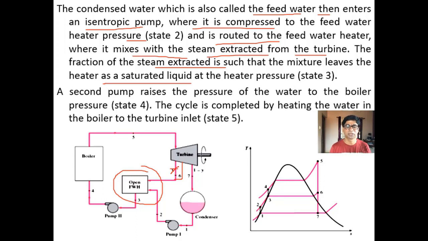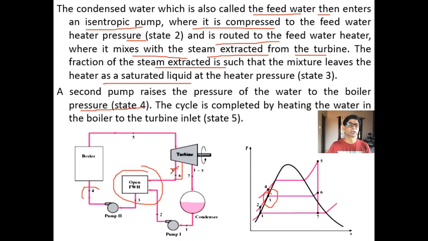So you have to extract such a quantity of steam which, after mixing with the feed water, becomes saturated liquid at state 3. This is very, very important in the design. The second pump raises the pressure of the water to the boiler pressure, as I told you earlier. This is what I explained earlier, the same thing, but I am going through the slides.